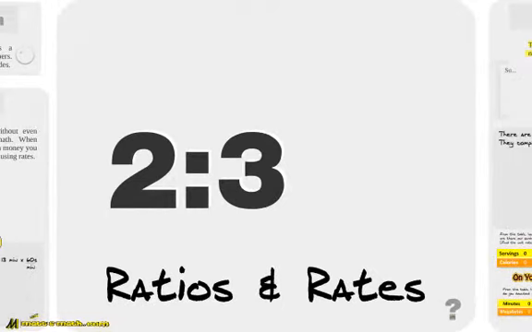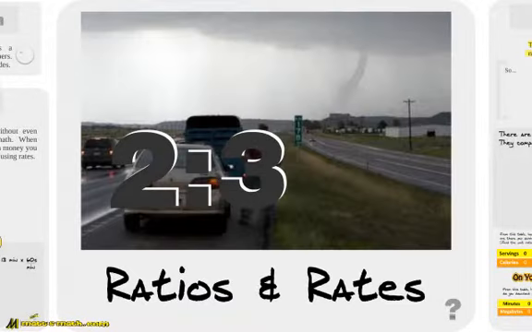2 to 3. This is a ratio. Looks like a fraction turned on its side, doesn't it? 2 to 3. That little colon there means we say the word "to". And we see rates all the time. In this example here, bet you've never seen one of these before. This is a mile marker.